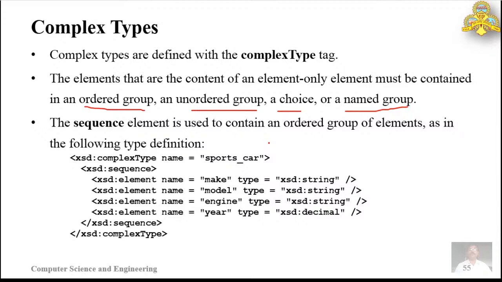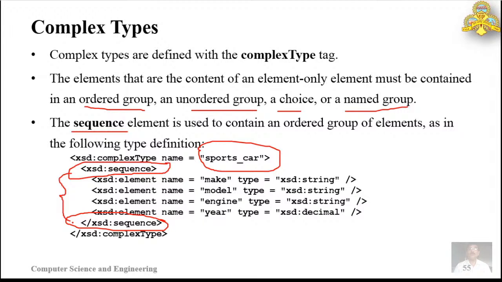So I will go for an ordered group here. If I want to specify the complex type with an ordered group of child elements, then I have to use the element sequence. For example, sportsCar is a complex type element that can have child elements. To specify the child elements, I will use the sequence element, which indicates that whatever elements are specified within these two pairs of tags must be an ordered group.